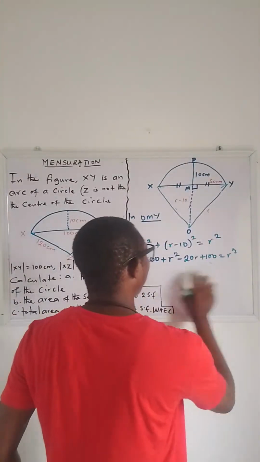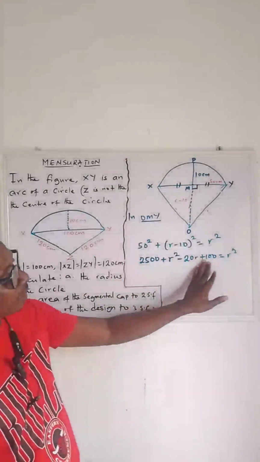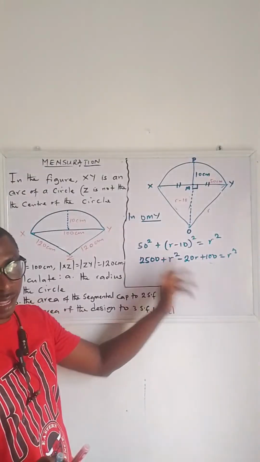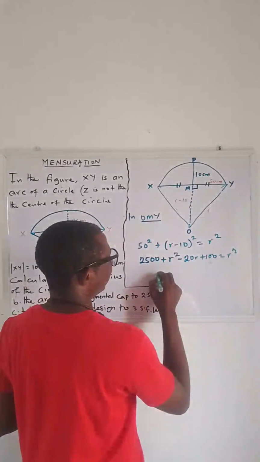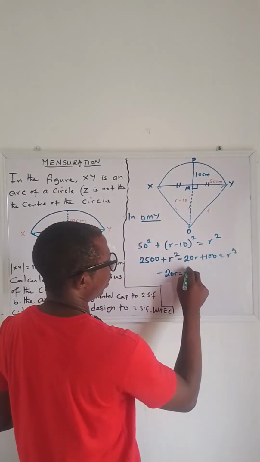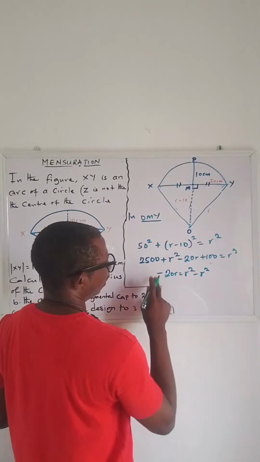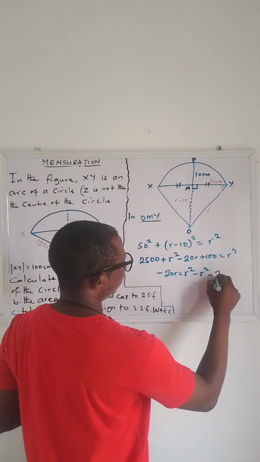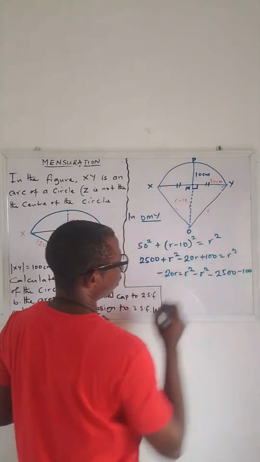So now, what do we do next? I'm going to move everything here to this side, leaving negative 20R at the left-hand side. Can we do that together now? So we have negative 20R equals, we have R squared. I'm moving this one first, negative R squared. Now, let me move this, I have negative 2,500. I'm moving this one, negative 100.